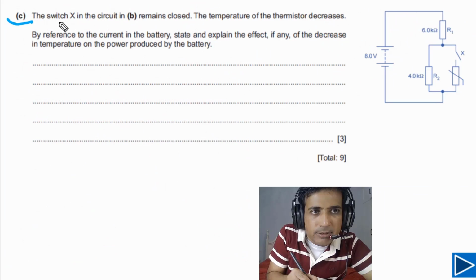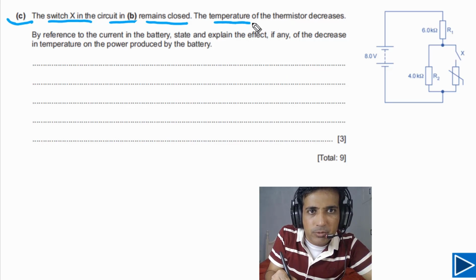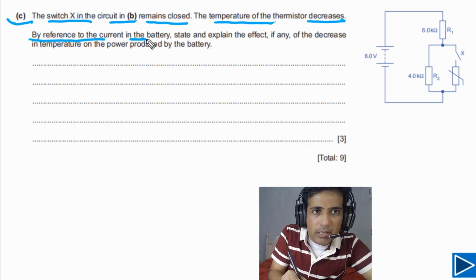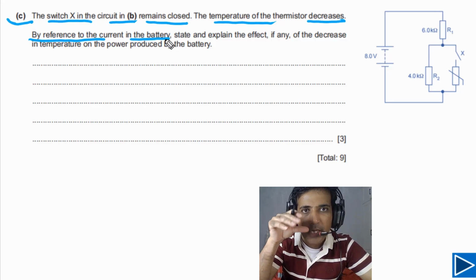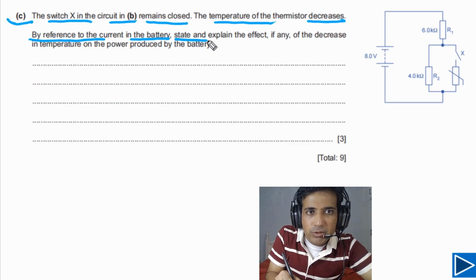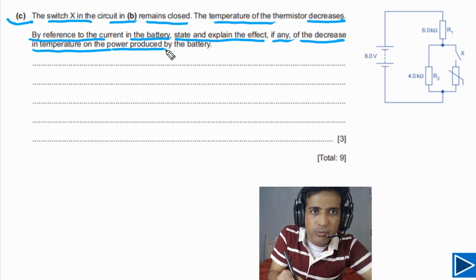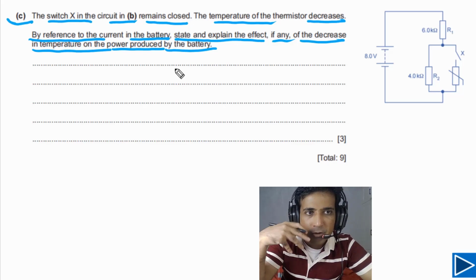For part C, it is given to us that the switch X in the circuit in B remains closed. The temperature of the thermistor decreases. By reference to current in the battery, meaning in our answer we need to talk about current in the battery, we need to state and explain the effect, if any, of the decrease in temperature on the power produced by the battery.